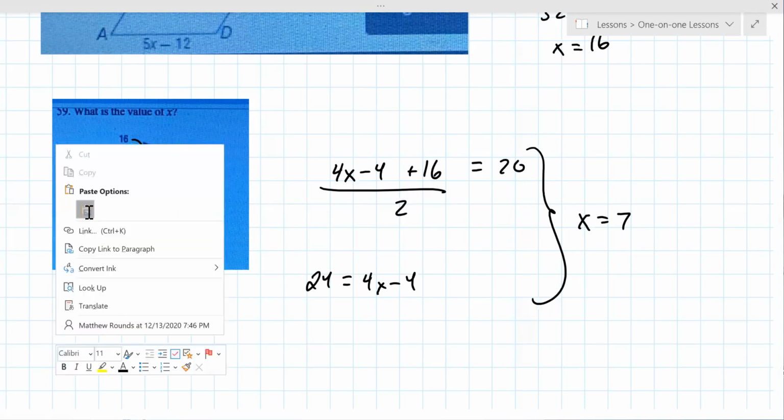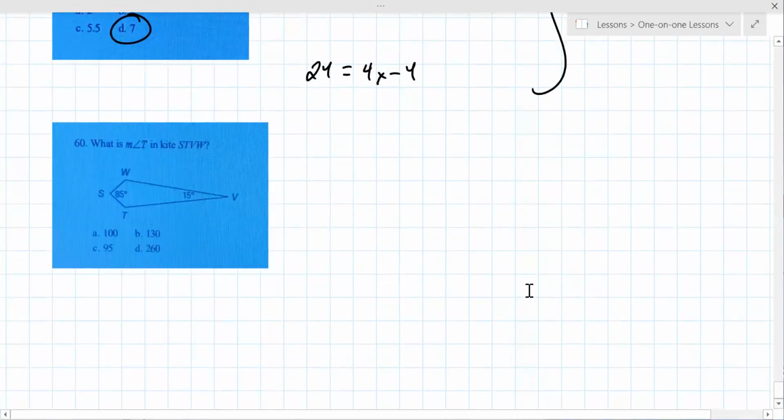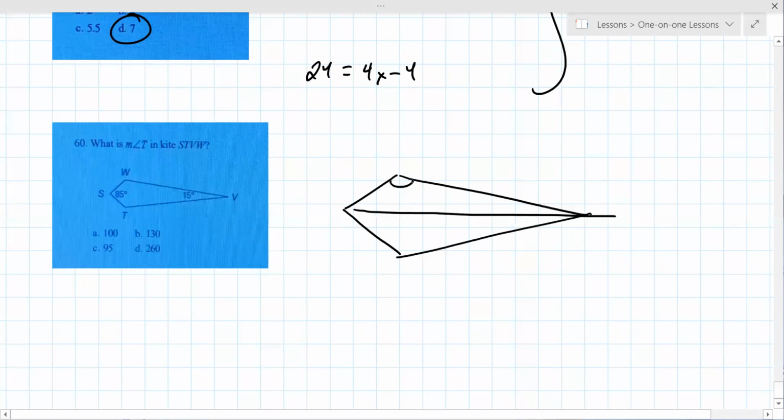60. What is the measure of angle T in the kite here? So the kite has this property that this angle is congruent to this angle.